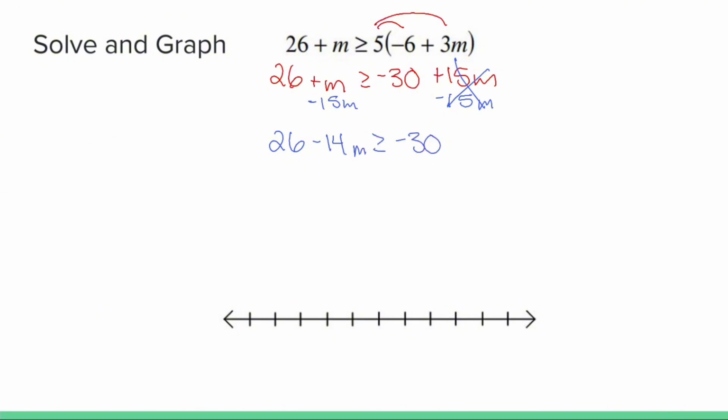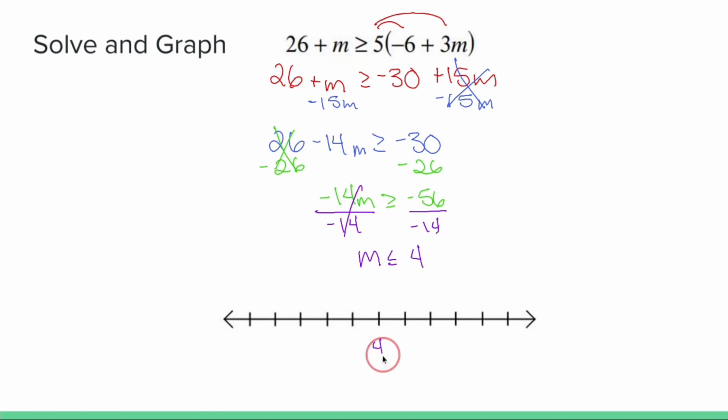Now I have myself a two-step inequality. Subtract 26, subtract 26, cross you out. Negative 14m is going to be greater than or equal to negative 56, like so. Now I'm about to divide both sides by negative 14. Whenever you take an inequality and multiply or divide by a negative, you must flip the sign. So greater than or equal to becomes less than or equal to regular old 4.